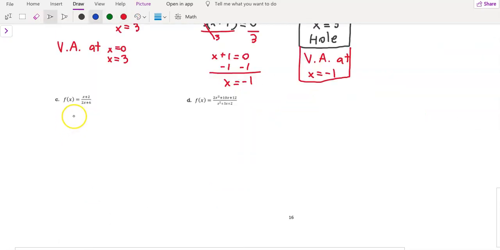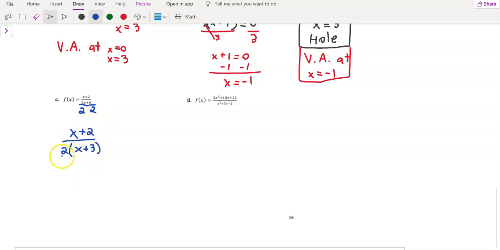On to example C. In this one, our numerator is just x plus 2, so you can't really factor that at all. And in the denominator, we have 2x plus 6. So really the only thing that I can think to do with that denominator is divide both of those terms by 2. So then I have x plus 2 over, we're going to factor out a GCF of 2. So then this just becomes x plus 3. All right, we can't cancel anything in the numerator and denominator out. So there aren't any holes in this one.